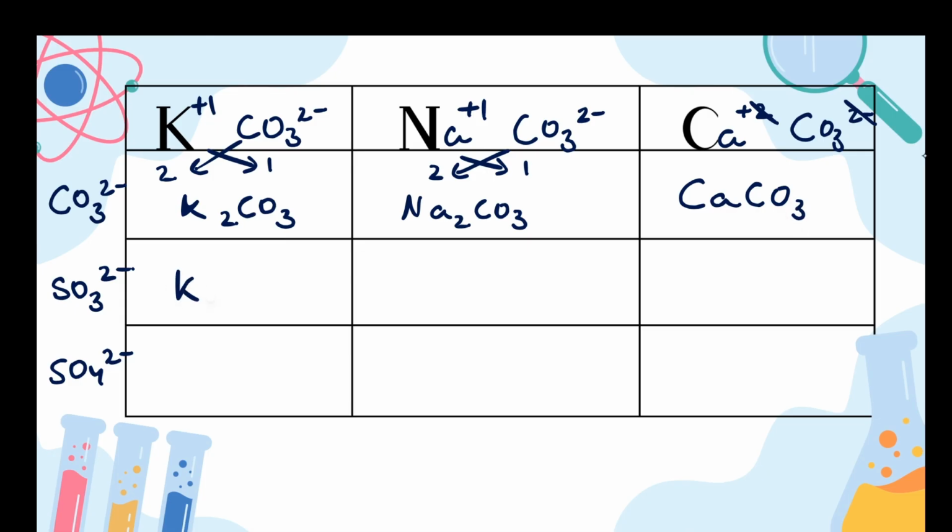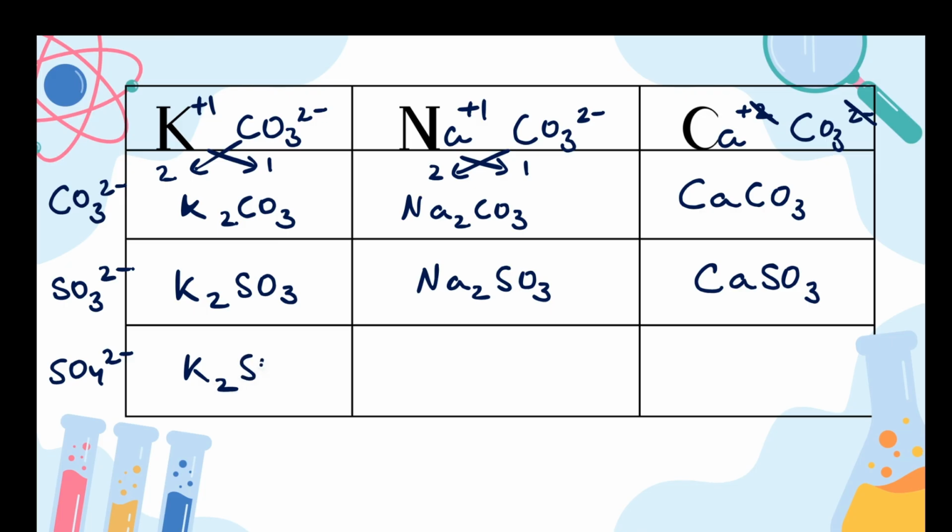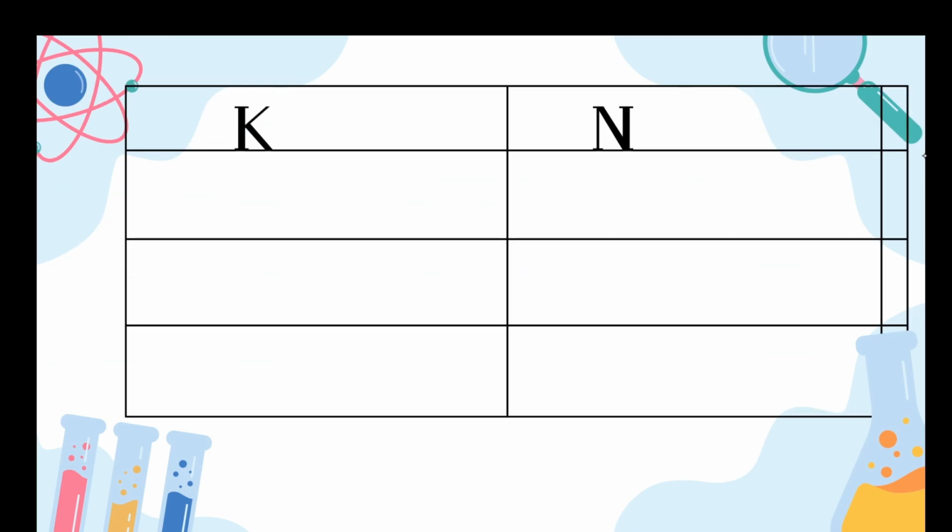Potassium sulfite will be K2SO3. Sodium sulfite will be Na2SO3. Calcium sulfite will be CaSO3. Then potassium sulfate will be K2SO4, sodium sulfate will be Na2SO4, and calcium sulfate will be CaSO4. So that is how you are going to practice writing the given chemical formulas.